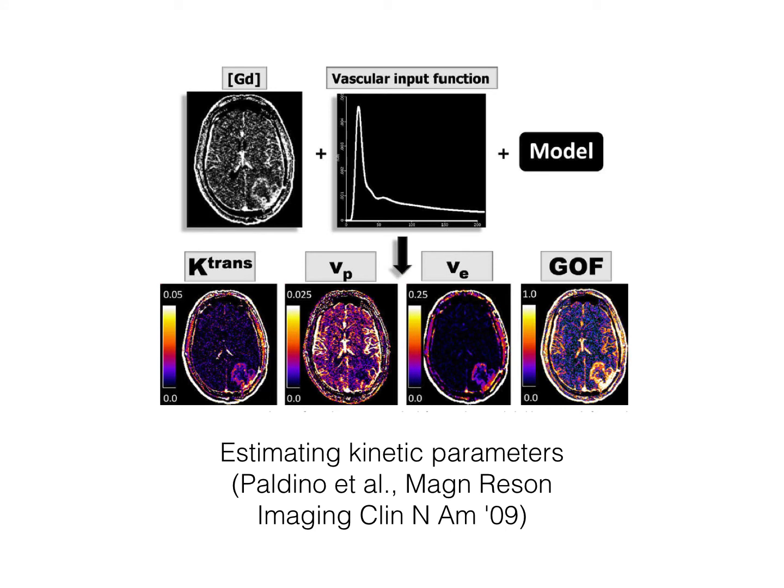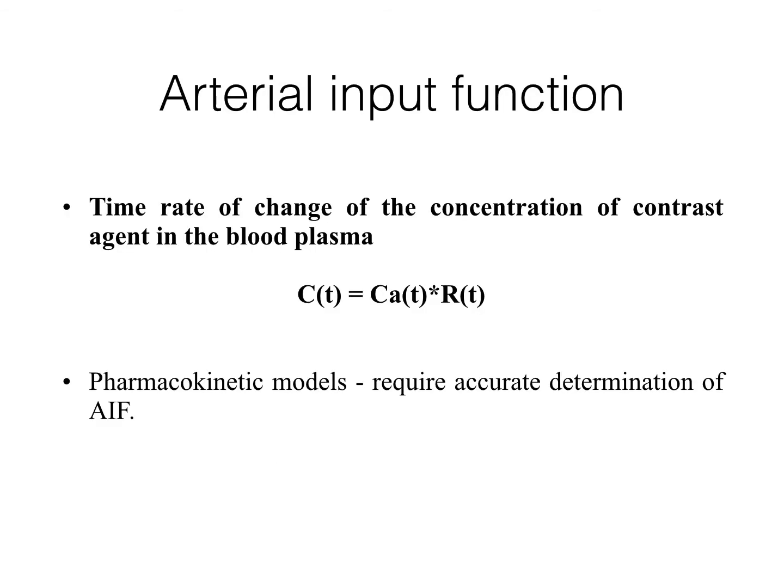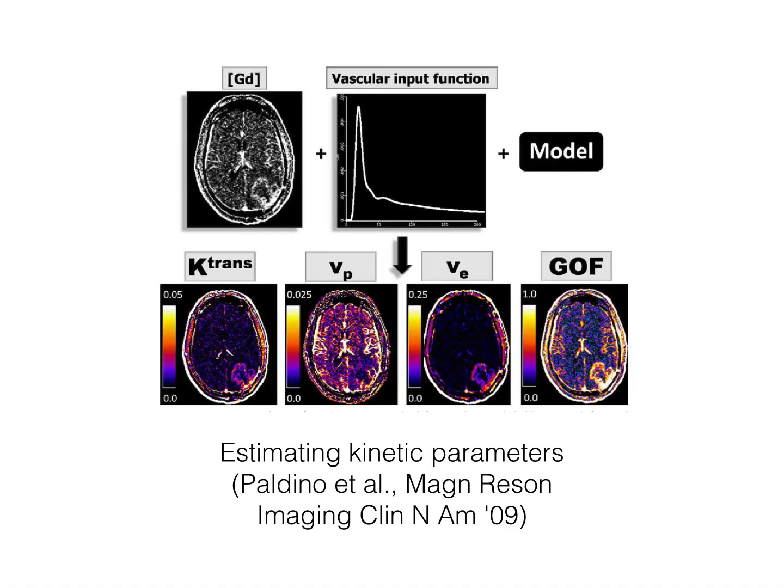So visually, you can see that Gd is the concentration that I have shown here, C(t), and the vascular input function is the arterial input function, and the model is used to find the system response. And using these three components, we can find the Ktrans, Vp, and goodness of fit values. These are really important for finding the different stages of the tumor, and it's really important for a radiologist.